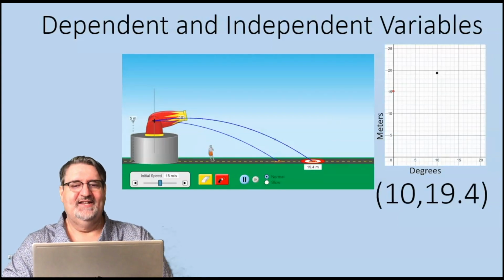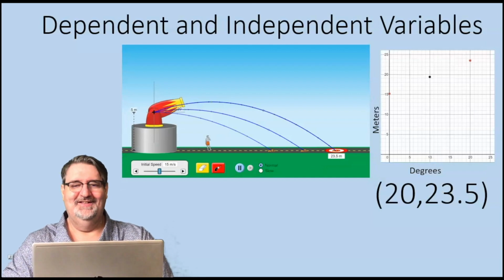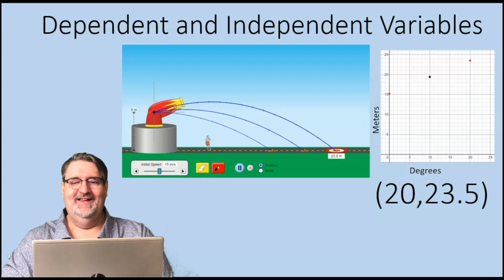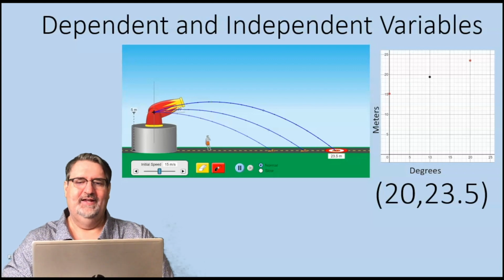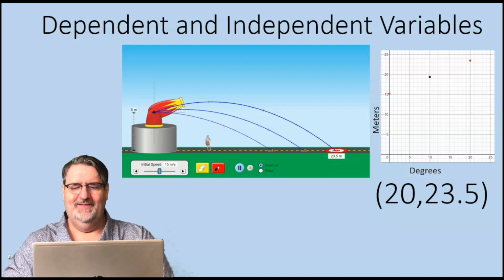When we set it at an angle of 10 degrees, now it can shoot a pumpkin 19.4 meters. When we change the angle to 20 degrees, it can now shoot at 23.5 meters. So as we change the angle, it seems to be shooting it further. That's pretty interesting.